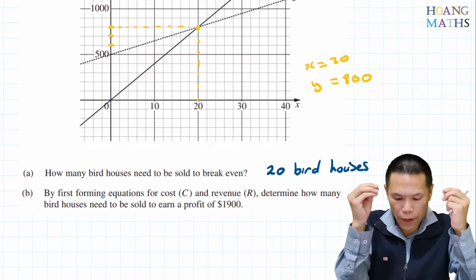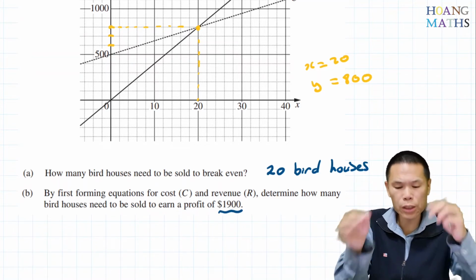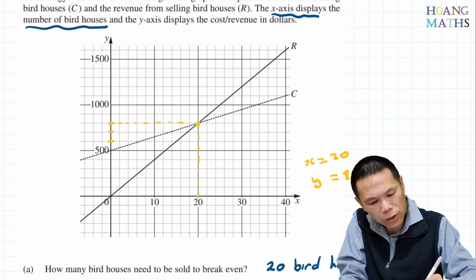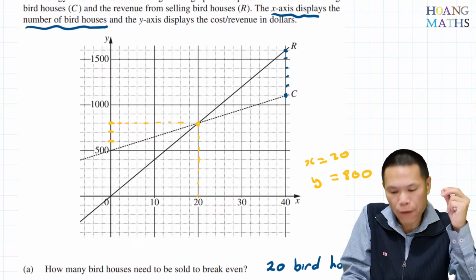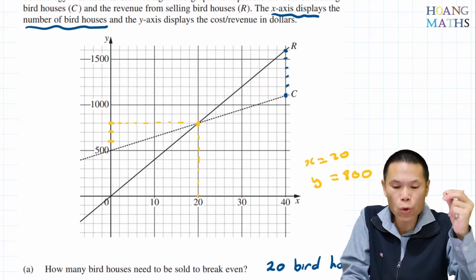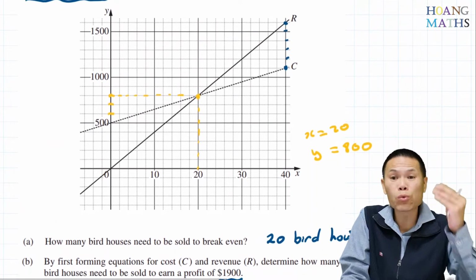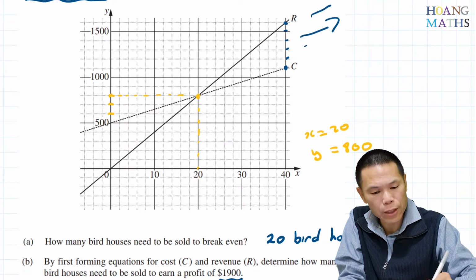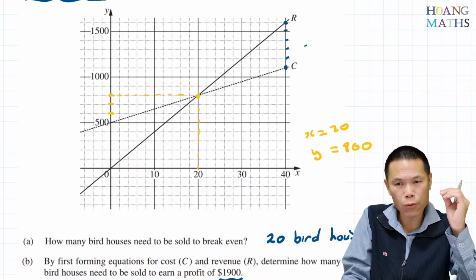Part B. So in order to find the profit, that is $1,900. This means that the gap is 1,900. Okay, so we can see the maximum gap here. We can see here it is only 1, 2, 3, 4, 5. So only 500 profit. So therefore, in order to find the profit that is 1,900, of course, we need to do it algebraically because it's beyond this graph, somewhere out there. That's why the question requires us to find the equation for both graphs first.